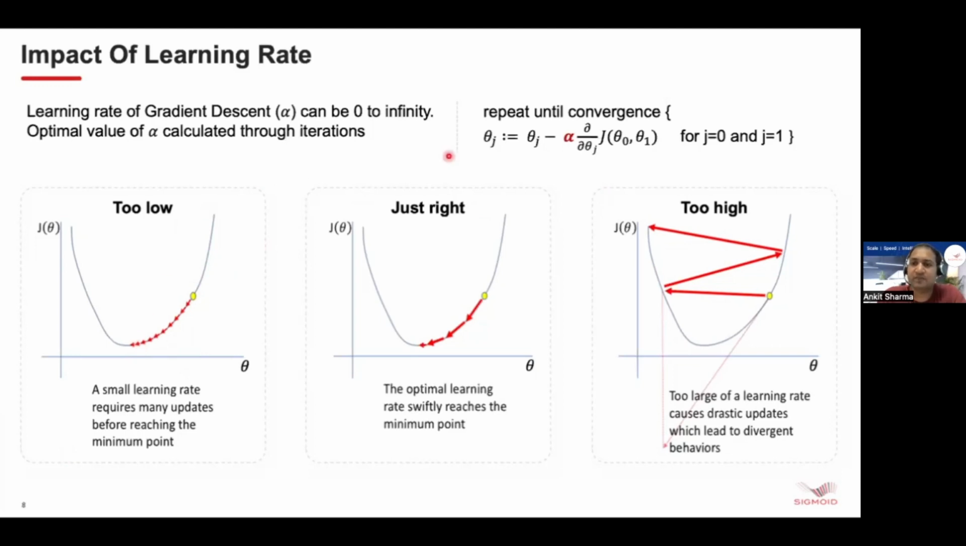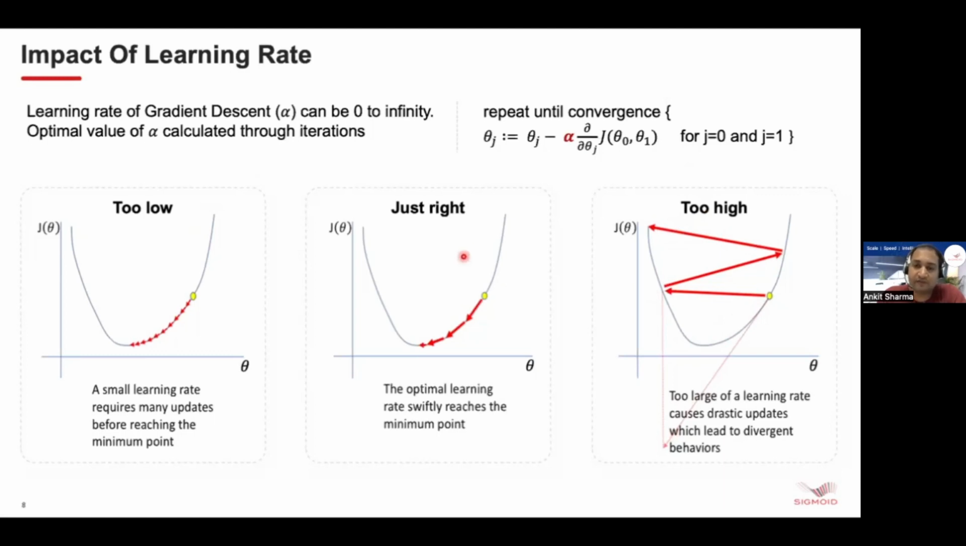In a similar way, if your alpha value is very high, then your theta values are going to change very drastically, and there are chances that you might not reach the optimal value of your cost function, or your theta values are going to overshoot because of the high value of alpha. So that is also not recommended.